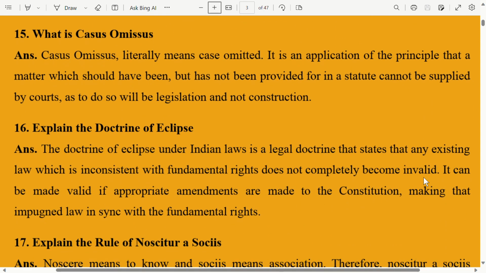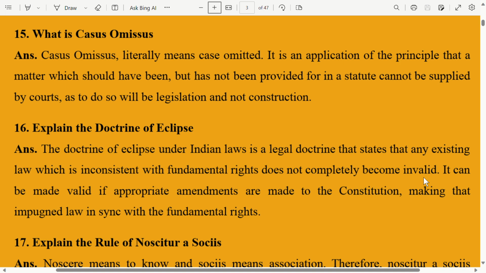What is casus omissus? Casus omissus literally means case omitted. It is an application of the principle that a matter which should have been but has not been provided for in a statute cannot be supplied by courts, as to do so will be legislation and not construction. Explain the doctrine of eclipse.